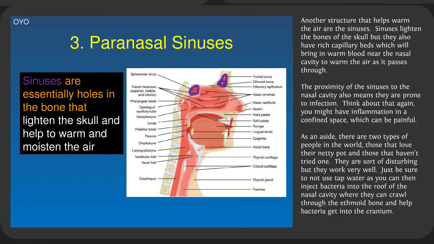Another structure that helps warm the air are the sinuses. Sinuses lighten the bones of the skull, but they also have rich capillary beds, which will bring in warm blood near the nasal cavity to warm the air as it passes through. The proximity of the sinuses to the nasal cavity also means they're prone to infection. Think about that again. So you might have an inflammation in a confined space, which can be painful.